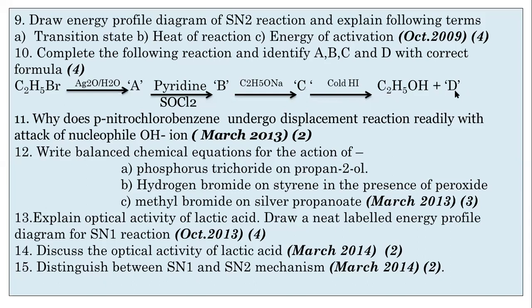Anyone can tell me fast, because only iodine is removed here. Iodine... so D will be ethyl iodide, C2H5I.